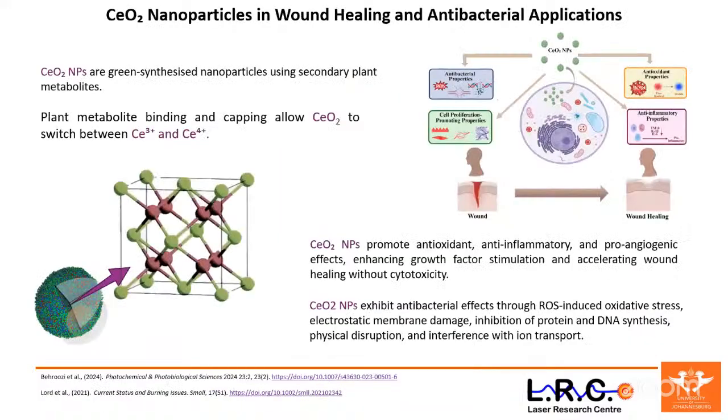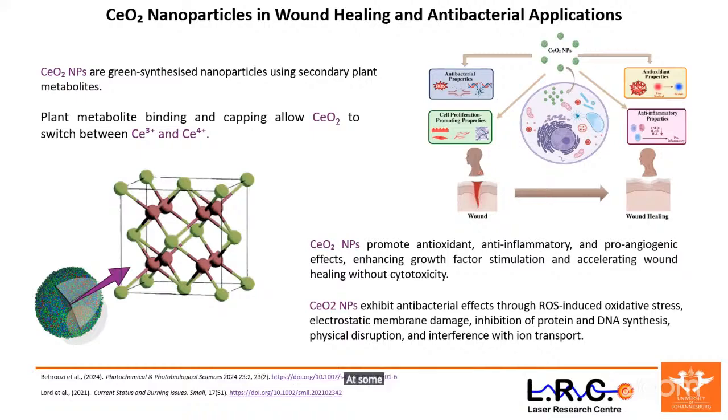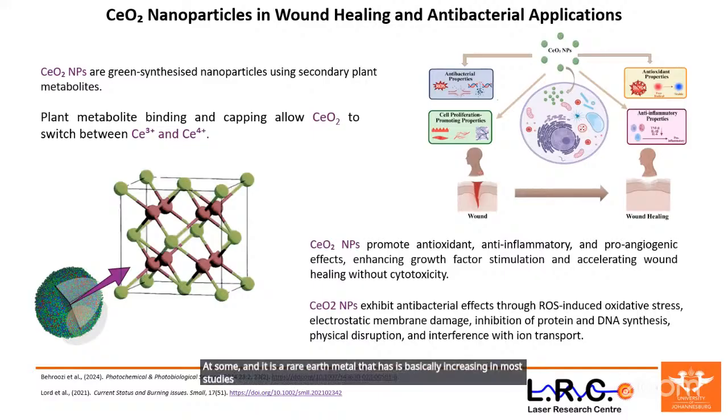Now, for this study, we are proposing the use of cerium oxide nanoparticles for wound healing, and also looking at the antibacterial application. We chose this because we know that cerium is a lanthanide atom, a rare earth metal that is increasingly being looked upon in studies as having the effect of increasing the wound healing process in all the 4 phases of wound healing.